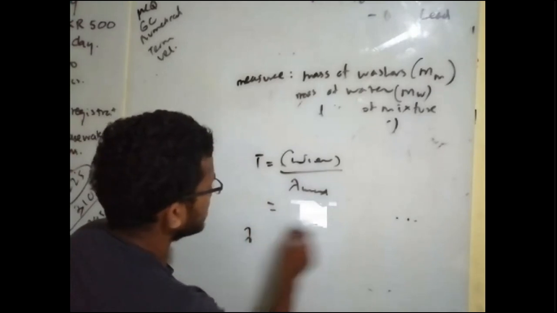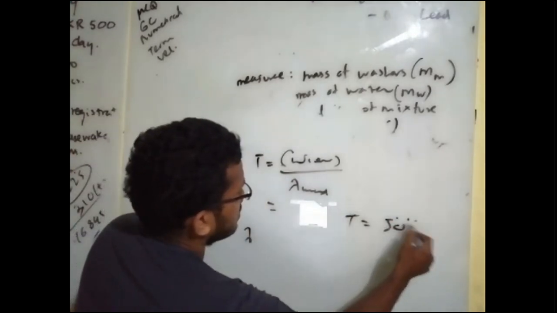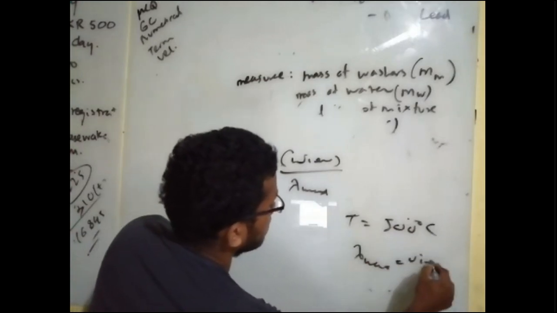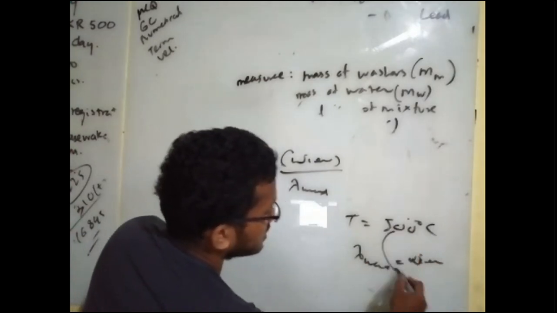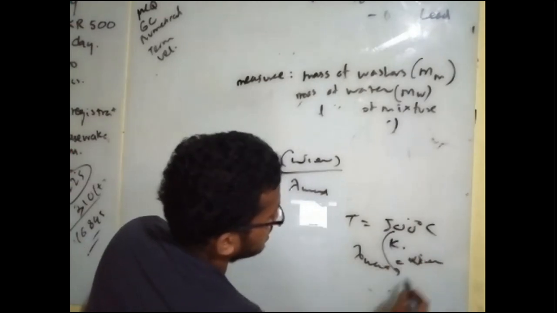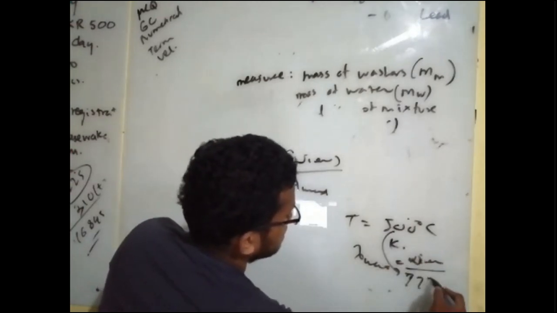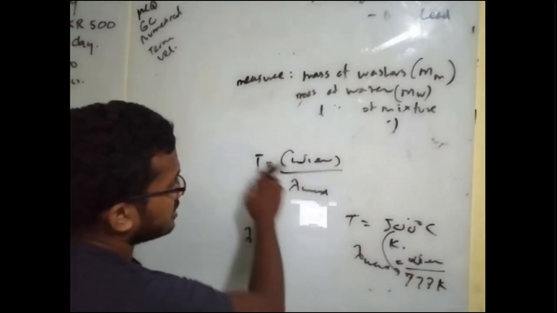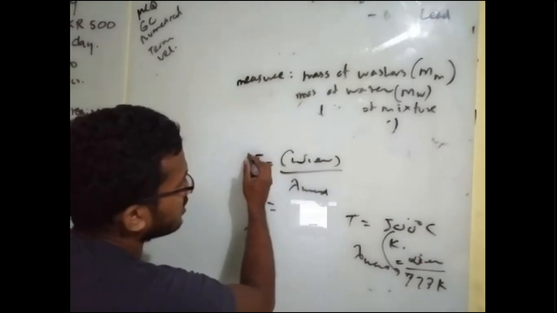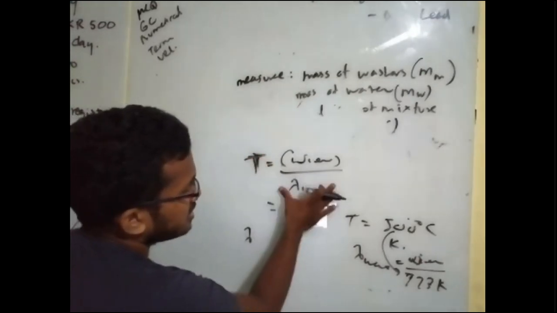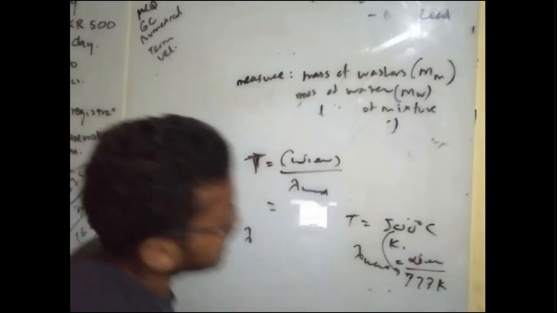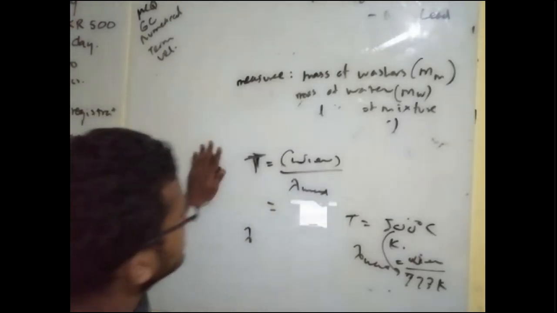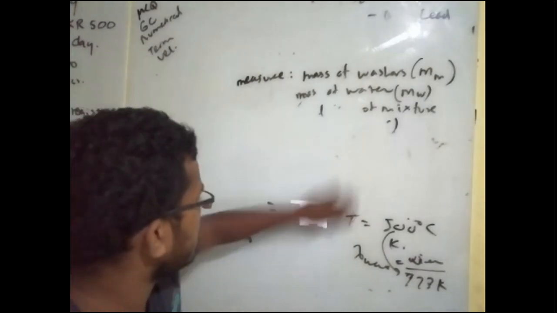You can give the reverse. If you are given the temperature in Celsius and you have to find lambda max, then you have to be very careful to convert it into Kelvin first, that's 773 Kelvin. Otherwise this will not work. This has to be in Kelvin. Now here we don't have a problem because we are finding temperature. Wavelength is given, so you directly get it in Kelvin.